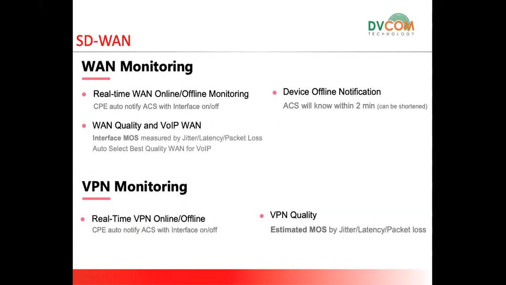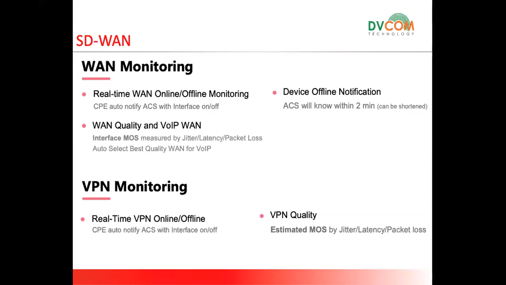So basically, you can do WAN monitoring and you can do VPN monitoring. In WAN monitoring, you can see real-time WAN online and offline status. CPEs automatically notify ACS with interface on or off, so you can see whether the interface is on or going off. And you can see the device offline notification, so if any device is offline, you can see whether the device is up and running or offline. And WAN quality and VoIP WAN: interface MOS is measured by jitter, latency, and packet loss, and it auto-selects the best quality WAN for VoIP.